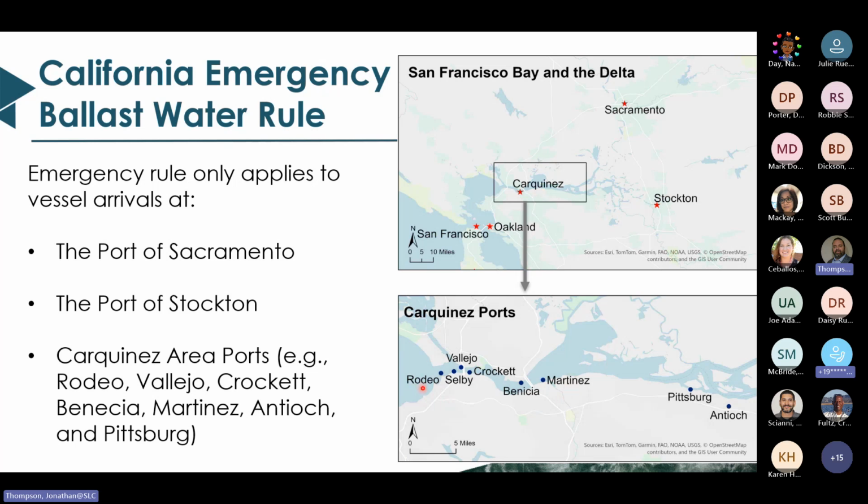So I mentioned the Port of Rodeo, inside the San Francisco area, and then from the Port of Rodeo east, we've got Rodeo, Selby, Vallejo, Crockett, Benicia, Martinez, Pittsburgh, and Antioch.